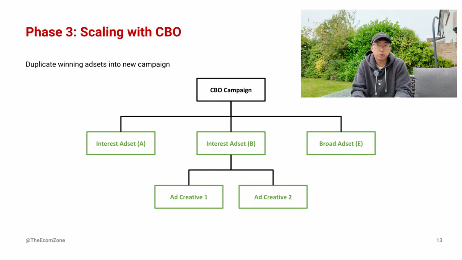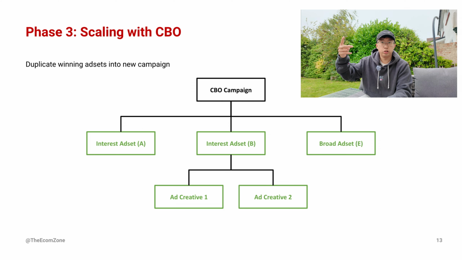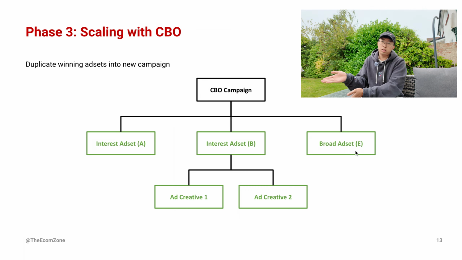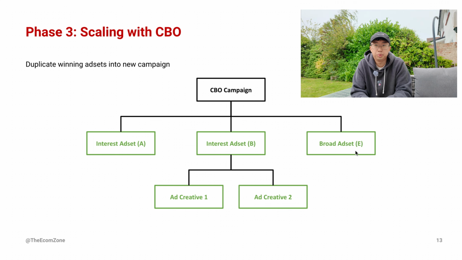In this new CBO campaign, which is your second campaign only, right? You had one ABO and now one CBO. This campaign is basically duplicated ad sets from your ABO campaign. So as you can see here, interest ad set A, interest ad set B, and the broad ad set E, which were from the ABO campaign, you just duplicated over to a CBO. You just let Facebook run and give them more power to assign the budget themselves. And that's basically it with the CBO.